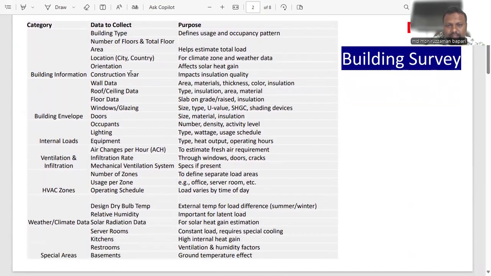In building survey, as we have discussed, we are going to collect basic information about the project, building envelope, construction materials and other internal loads, external loads. We're going to talk about climatic data and special characteristics of your project.